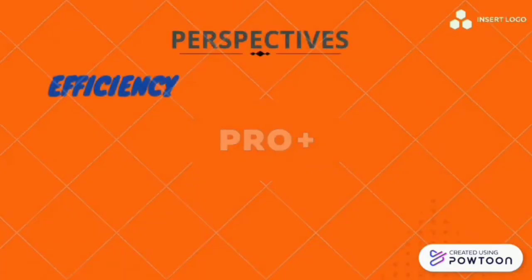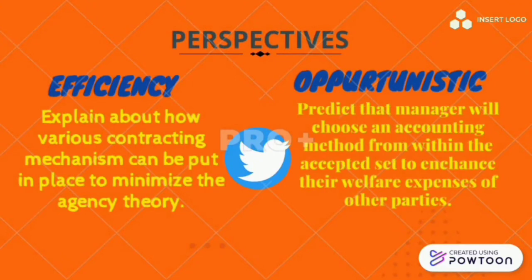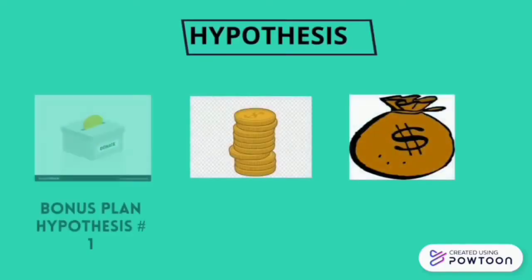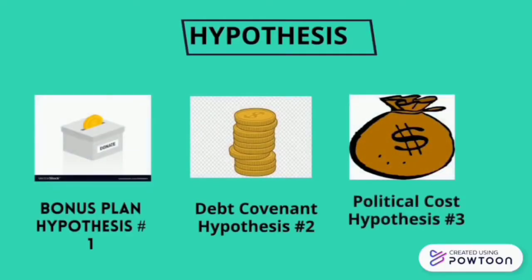Efficiency explains how various contracting mechanisms can be put in place to minimize the agency problem. Opportunistic is when managers will choose an accounting method from within the accepted set to enhance their welfare at the expense of other parties. The hypothesis is divided into three: first is bonus plan, second is debt covenant, third is political cost.